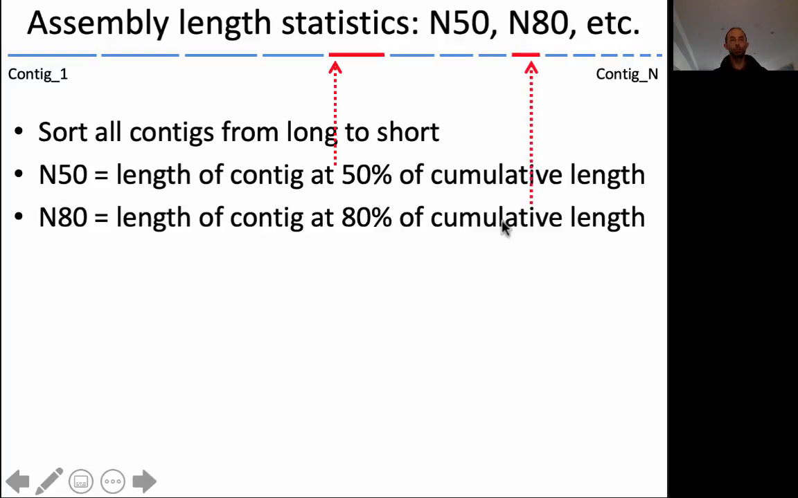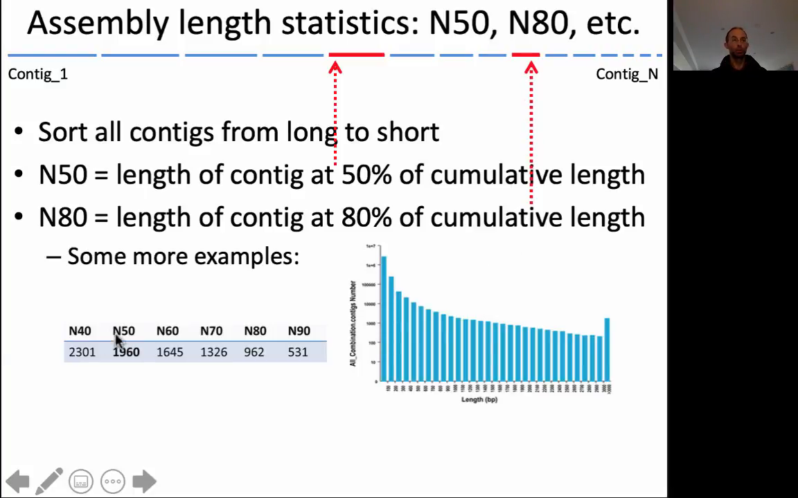Similarly, the N80 length would be the length of the contig at 80% of the cumulative length, and you can come up with any N number. Of course, as the N number increases, the length of the contig at that position further decreases, as you can see here, because they're sorted from long to short. So these measures are of course very good to assess the quality of a single genome assembly, where you expect a single long contig to be reconstructed by the assembly program.